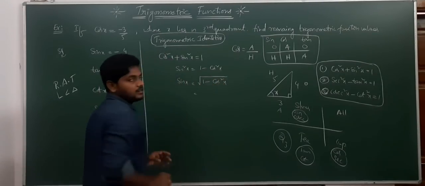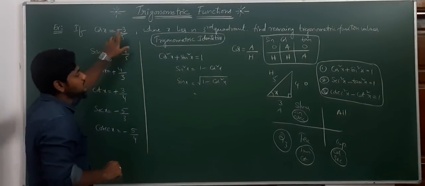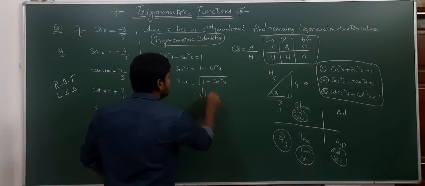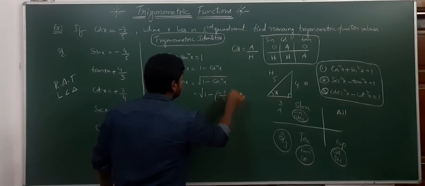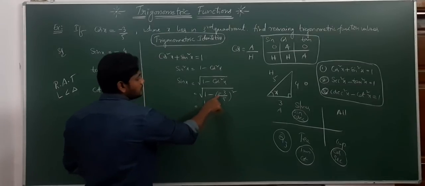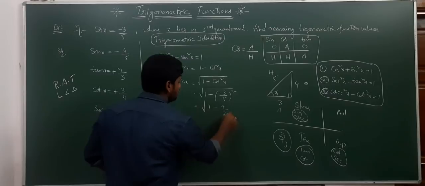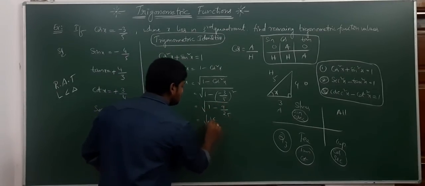Right? Now by using this trigonometric identity, as given, cos x is equal to minus 3 by 5. So you substitute the cos x value here. Square root of 1 minus cos square x, nothing but minus 3 by 5 whole square. Minus 3 whole square is nothing but 9 by 25. So if we simplify this, 25 minus 9, nothing but square root of 16 by 25.